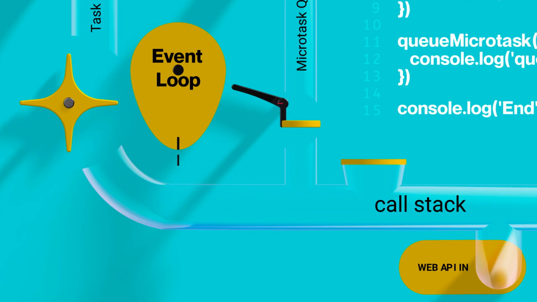When the call stack is empty, the event loop comes into play. In our model, it is represented as a yellow egg-shaped mechanism. First, it opens the microtask queue, allowing all tasks from it to enter the call stack one by one, executing them all in sequence. Only after all microtasks have been completed does the event loop move to the task queue, allowing one macrotask to enter the call stack per cycle.